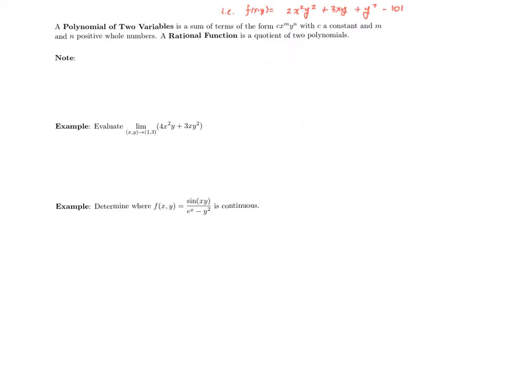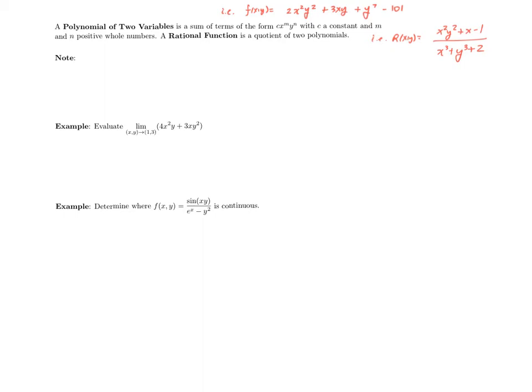And a rational function is a quotient of two polynomials. That is a polynomial divided by a polynomial. So for a rational function, let's call it r, it might be something like x squared y squared plus x minus 1 over x cubed plus y cubed plus 2. A polynomial divided by a polynomial.